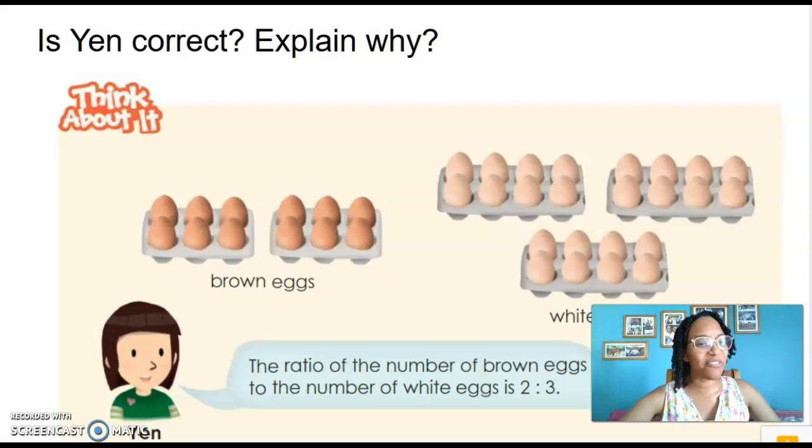Uh-oh, that's different than what Yen got. But why is it different? Why didn't it work? I'm looking at the number of containers, and there are 2 containers on one side and 3 containers on the right side. What's different about what Yen did? What's different about this problem rather than the other problems we've seen?